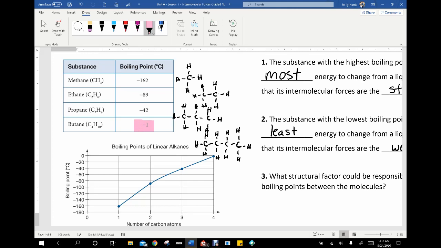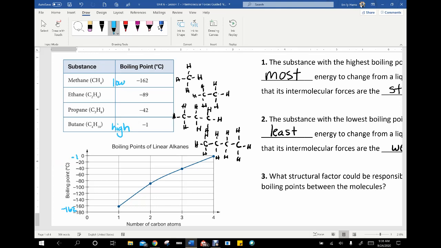Now, think with me just for a second. I know when we have negative numbers, that kind of flips what high and low means. So look down on this chart for me. When you're in the negative region, the closer your values get to being a positive number, that indicates a higher boiling point. So for example, -1 up here is a higher boiling point than -162 down here. So what we're seeing is that butane has the highest boiling point and methane has the lowest boiling point.